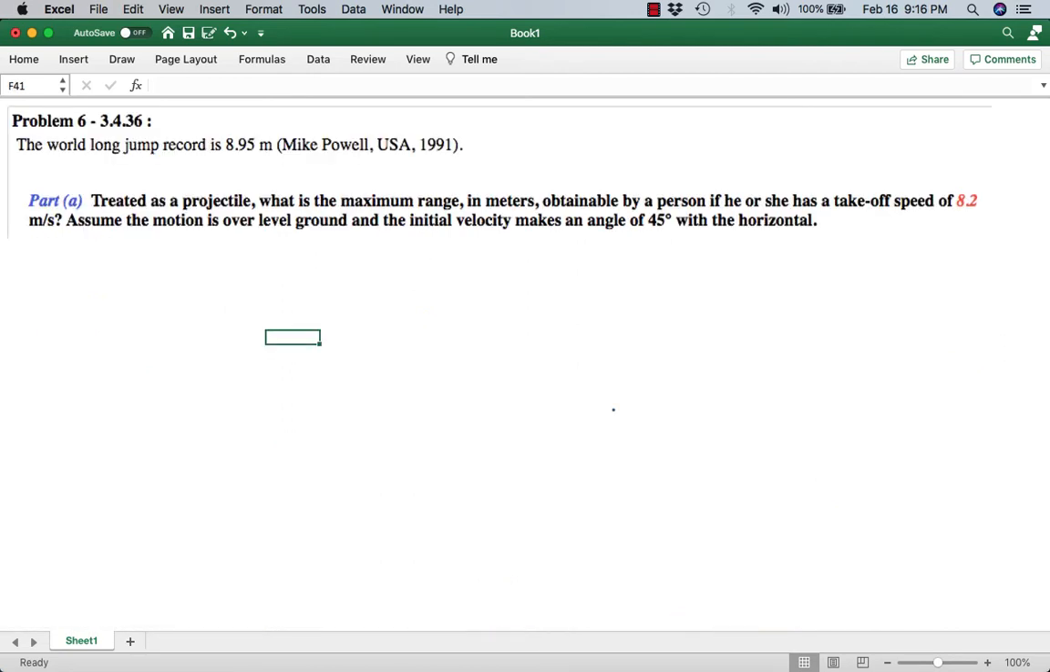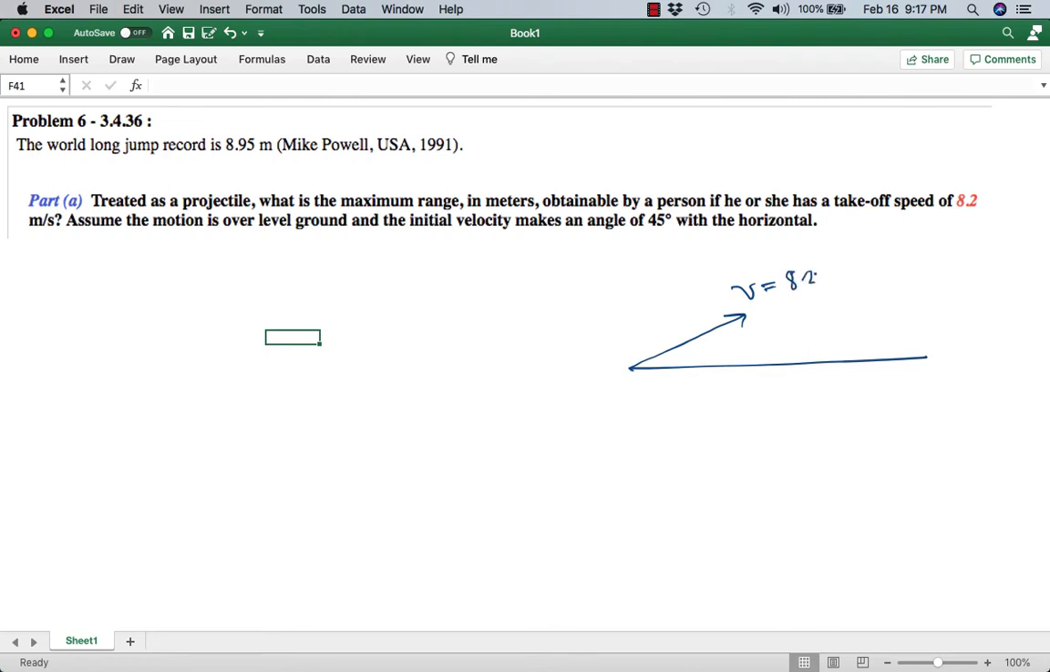Okay, let's look at number 6. So treated as a projectile, what is the maximum range in meters obtainable by a person if he or she has a takeoff speed of 8.2 meters per second? Assume the motion is over level ground and the initial velocity makes an angle of 45 with the horizontal. So this is a projectile problem where the person jumps or takes off at the speed of 8.2 meters per second.